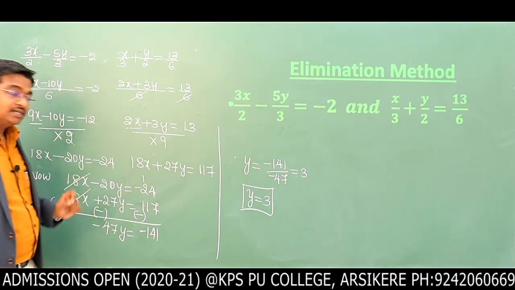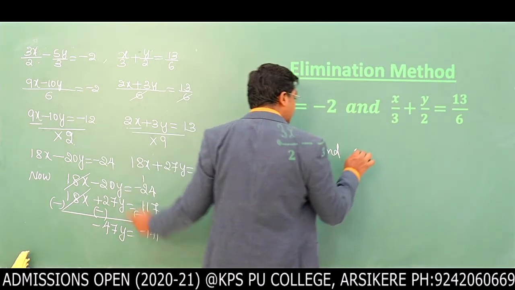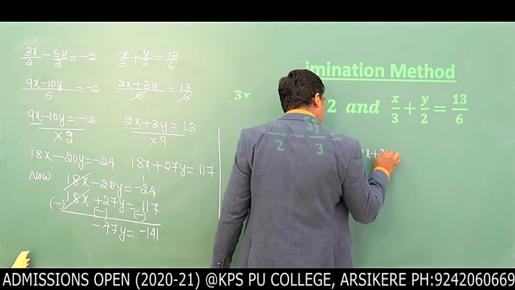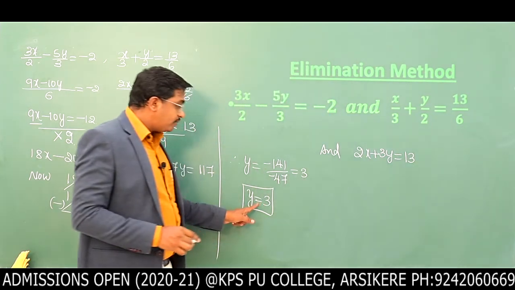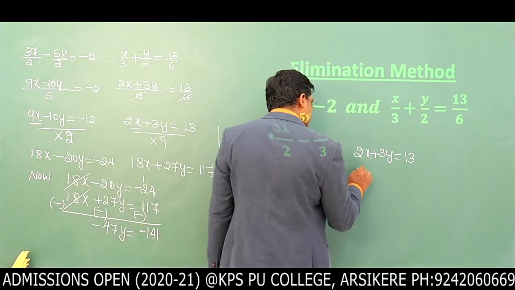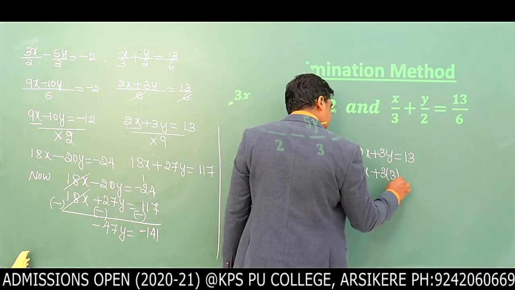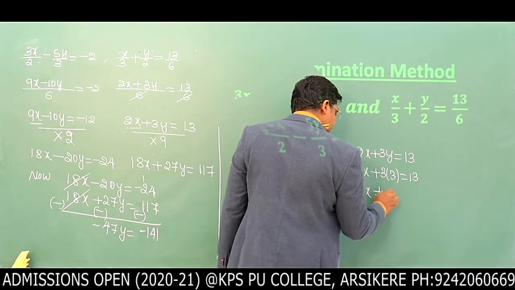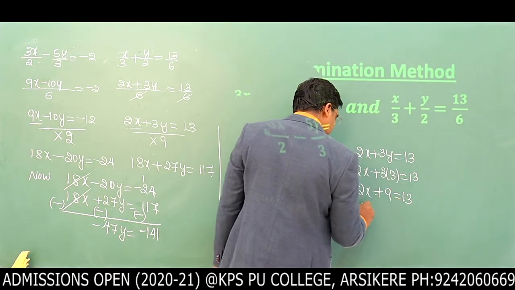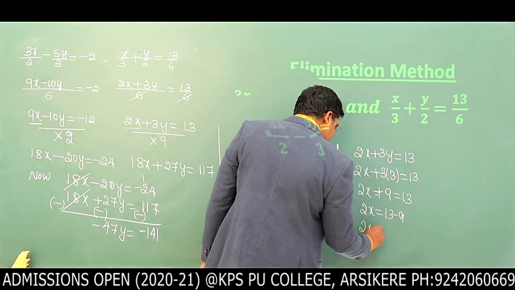So I will substitute in this equation now. And what is the equation? Observe, here we have 2x plus 3y is equal to 13. I will replace y by 3, then it reduces. So 2x plus 3 into 3 is equal to 13. So 2x plus 9 is equal to 13. 2x is equal to 13 minus 9. What is that? 2x is equal to 4.